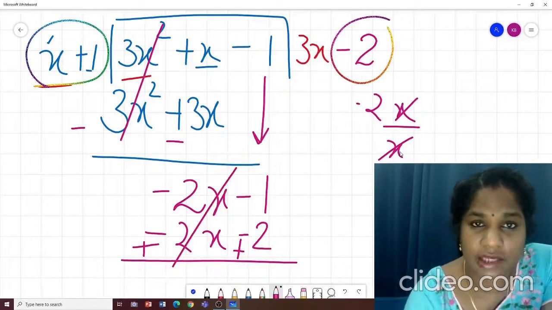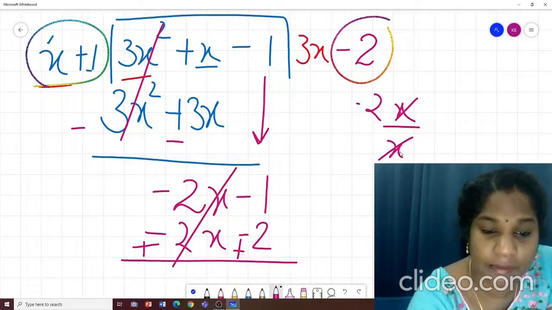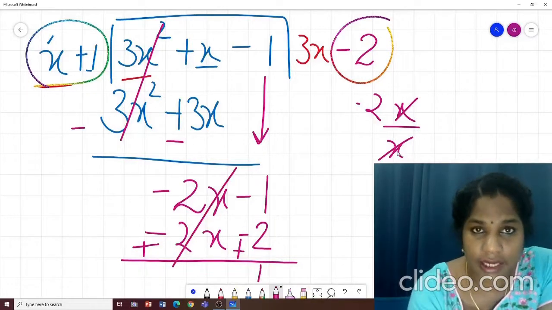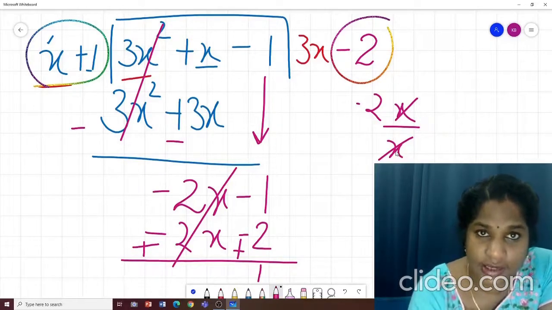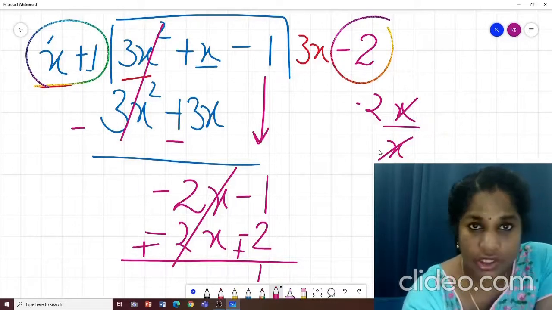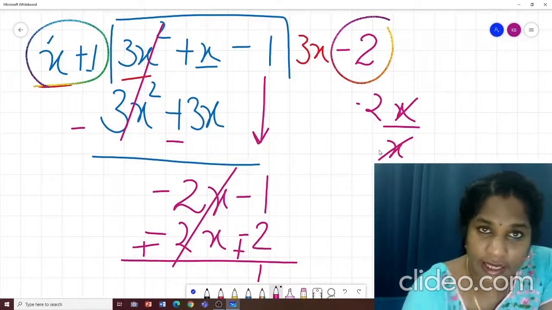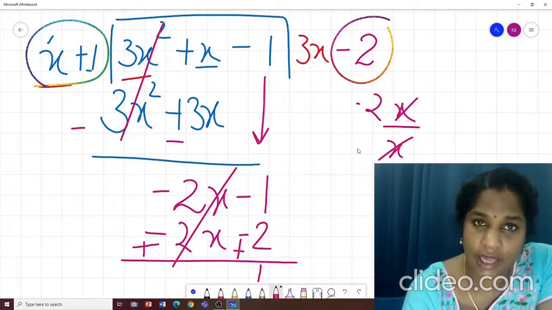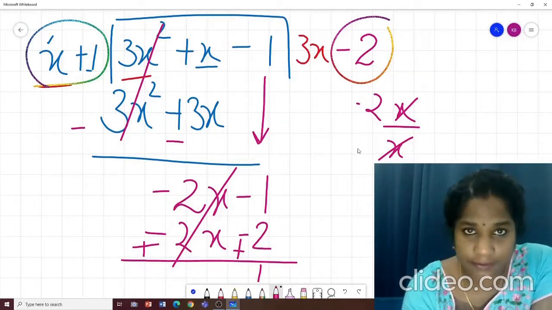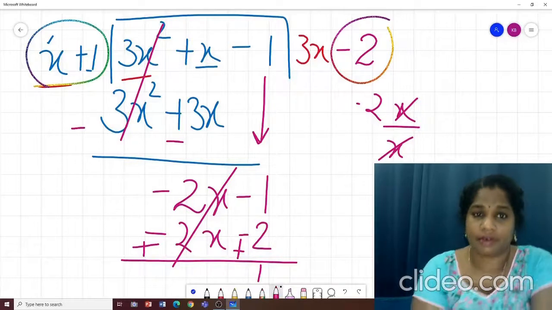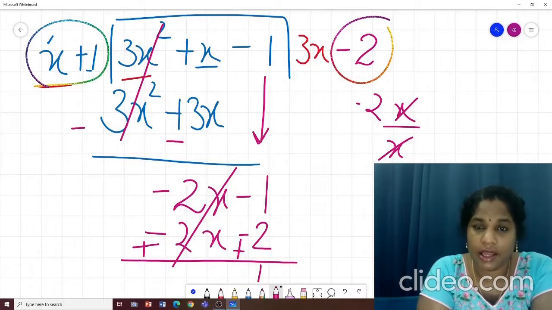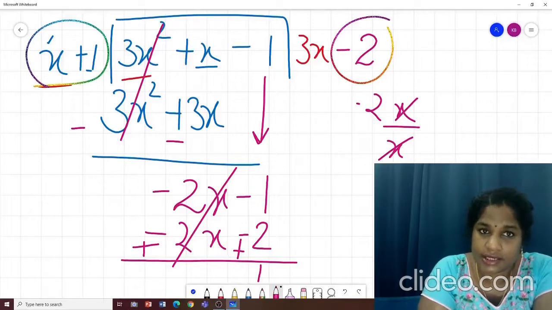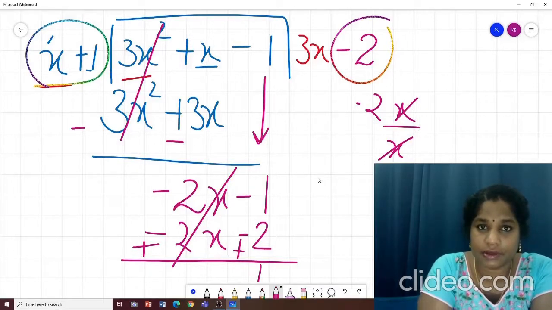Minus 1 and plus 2, it will become 1. Correct? So my remainder is 1 in this case. I cannot go ahead and multiply further because it is already lower than that and it cannot be divided further. Correct? So 1 is my remainder and 3x minus 2 is my quotient. Is that clear? Very simple, right?